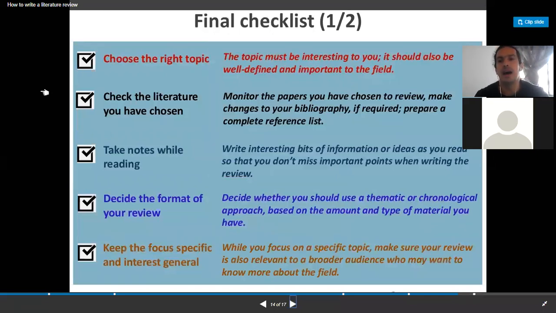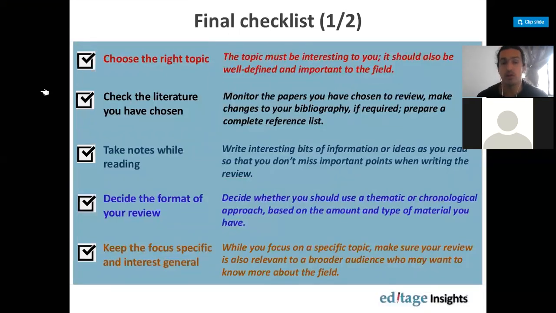Also, you can create a checklist, right? So number one, you're going to choose the right topic by taking into account what? Something that is going to be interesting for you and also important for your topic. Number two, once you have selected the right topic, check the literature you have chosen. Not all of the papers you're going to read are going to be vital for your study. So you need to check them, right? So you're going to monitor your papers to say if it is required inside your document or your study or not.